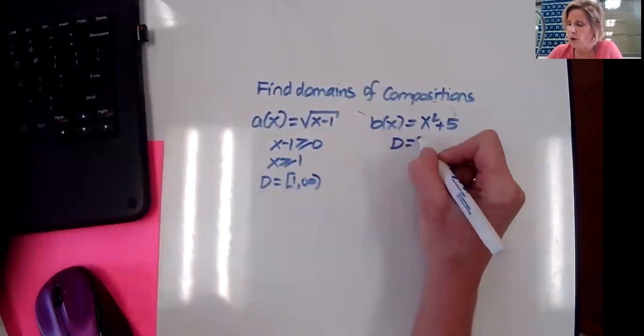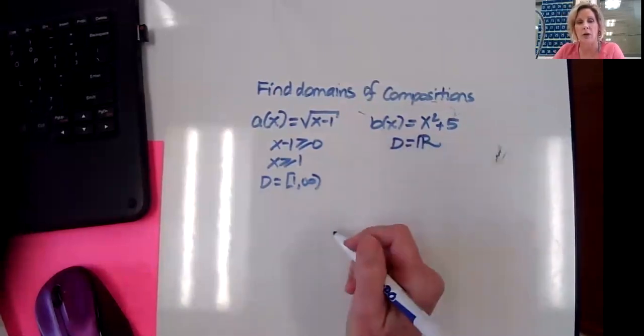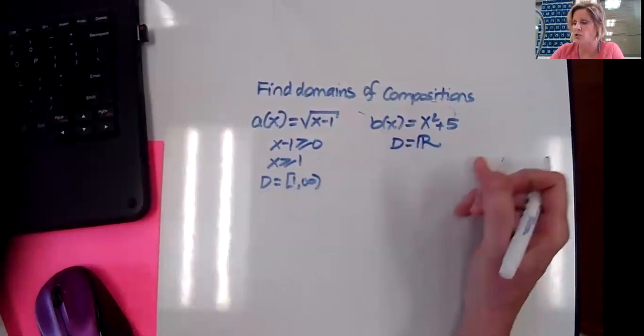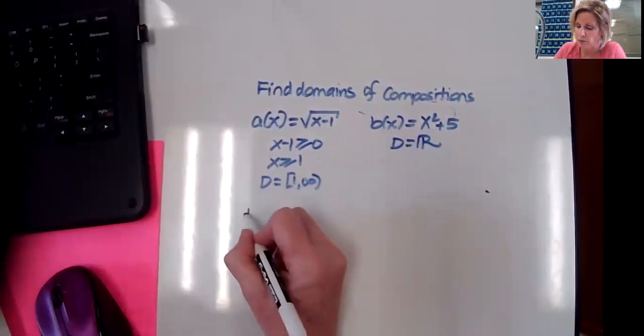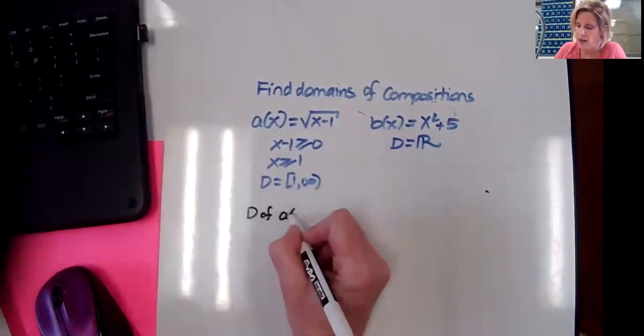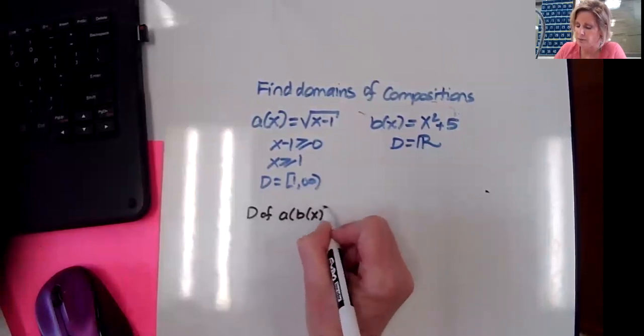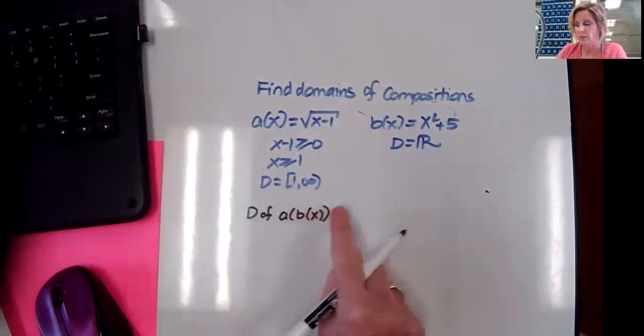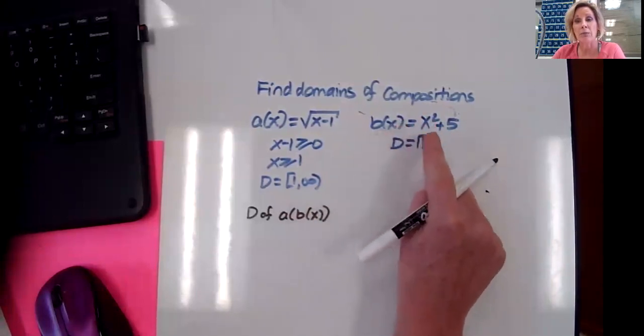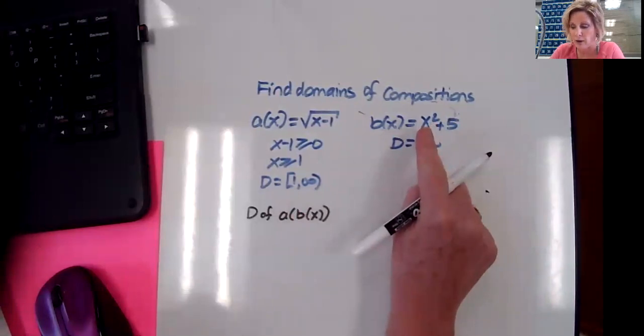And the domains of all polynomial functions are all real numbers. So that's fine. That's not my issue. So then let's do the domain of a of b of x. Okay, so I would evaluate b of x first. B of x accepts any input value, so I have no restrictions there.